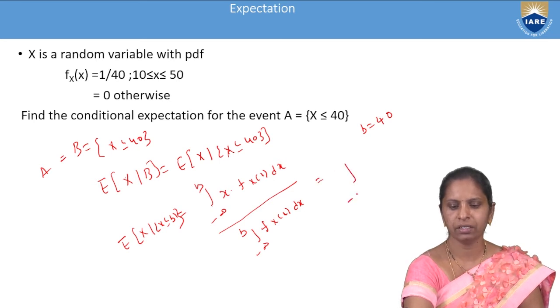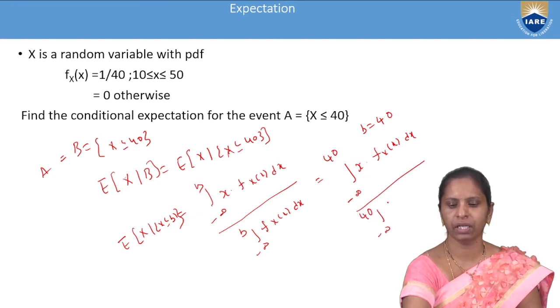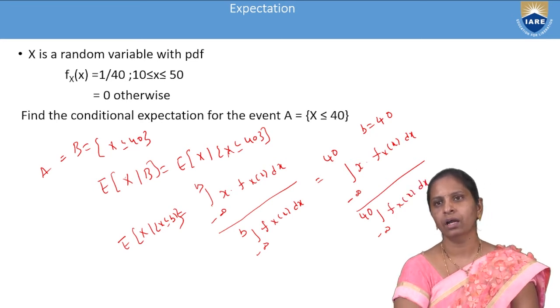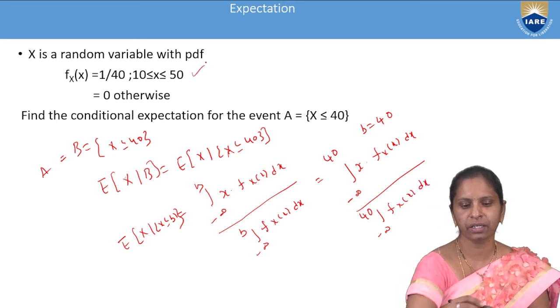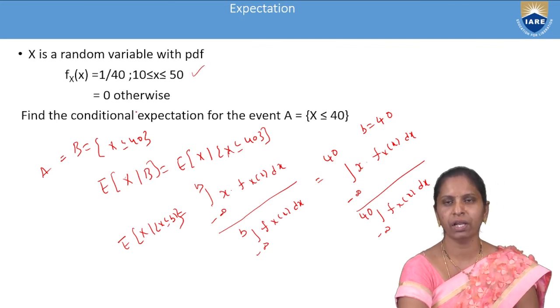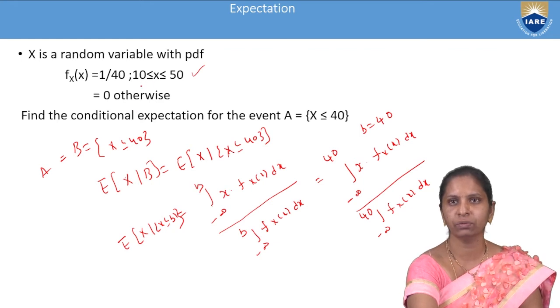Integration from minus infinity to 40 of x into fx of x dx, divided by integration from minus infinity to 40 of fx of x dx. But what is the density function they have given? The density function is 1 by 40, for what values of x? When x is 10 to 50.